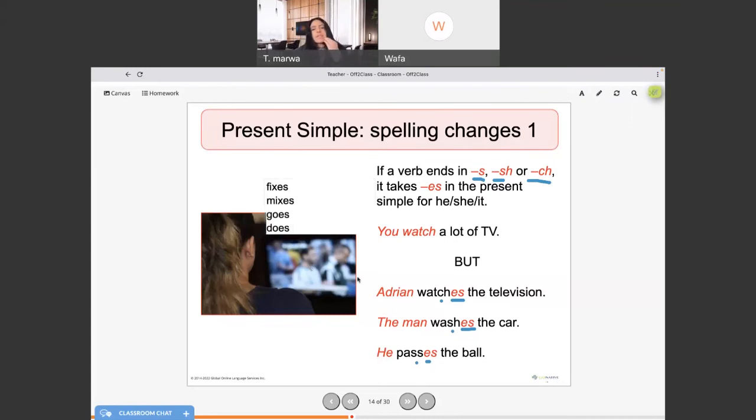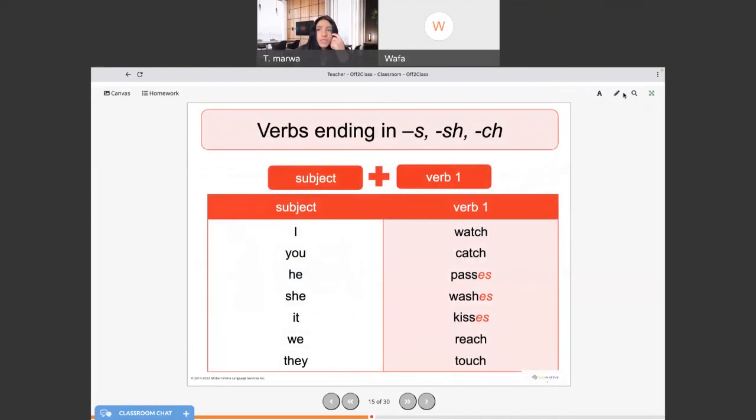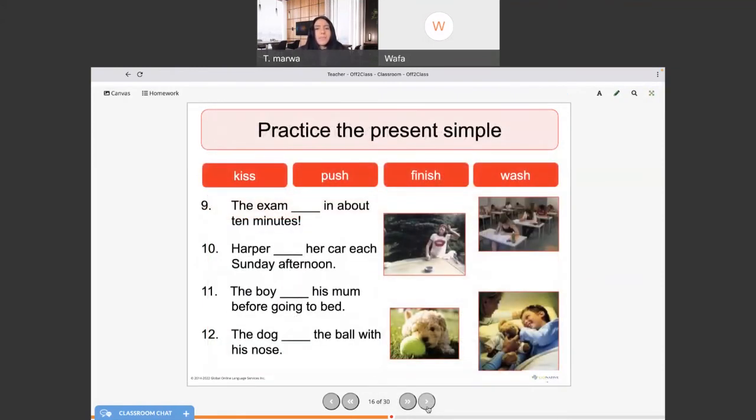Okay, this is it. How we talked about them, right? So here, of course, only for he, she, it. Again, for only he, she, it. We're doing that only for he, she, it, in positive sentences. Okay, now let's start practicing them.